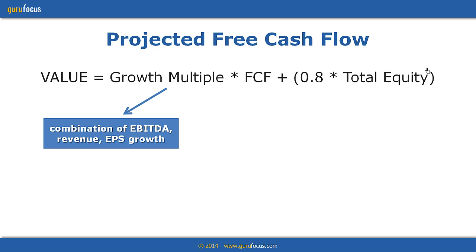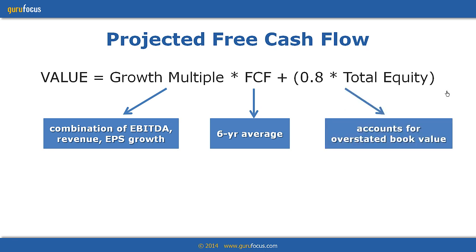So the growth multiple is kind of the combination of EBITDA, revenue, and earnings per share to give you a growth figure not based on just one metric. Free cash flow gives you the 6-year average free cash flow. And total equity, it gives you 80% of that. It's kind of a blanket accounting for overstated book value.